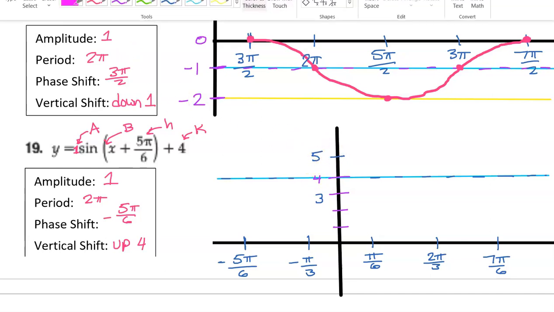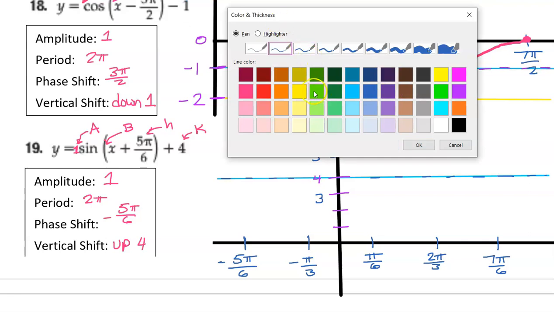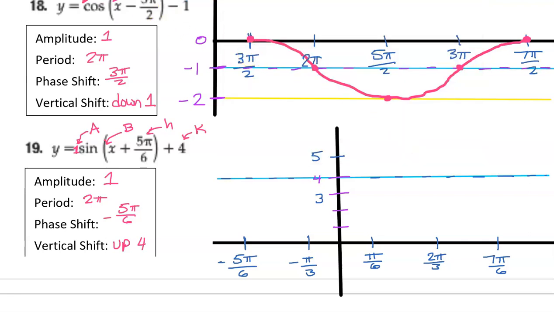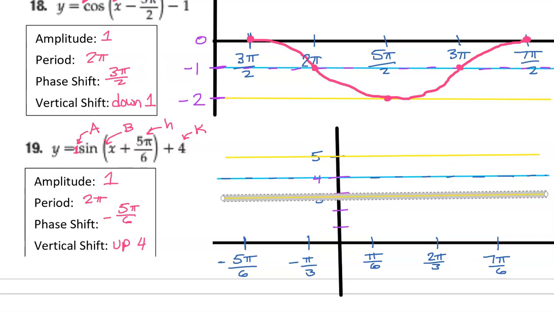Now, the next lines I'm going to draw are optional. I like to draw yellow guidelines at my highs and lows. So I'm going to have this yellow guideline right here at the high value mark. And I'm going to have a yellow line right here at the low value mark. Okay, I missed it a tiny bit. But you know what? I can just move it. So the yellow lines represent the highs and lows based on the amplitude.